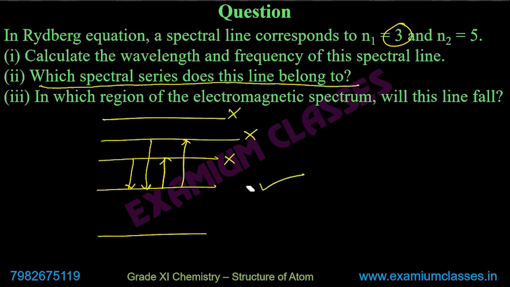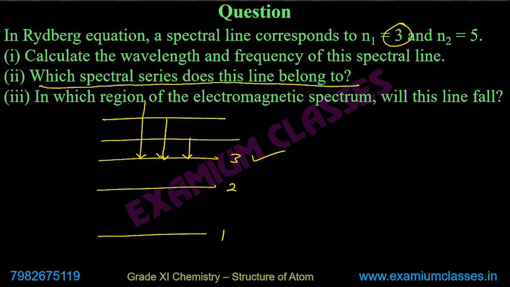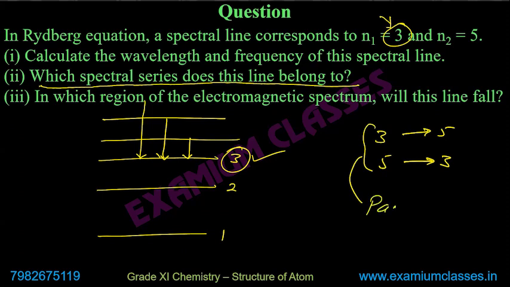So here it is 3. When it is 3 here, you will consider this as the lower bound, n equals 3. Sir, does Humphreys series come just after Pfund series? Yes, just after Pfund series. It means the lower bound will decide the series. So in this case, it will be Paschen because n1 is 3, or the lower bound is 3. So whether the transition is from 3 to 5 or from 5 to 3, both are Paschen.